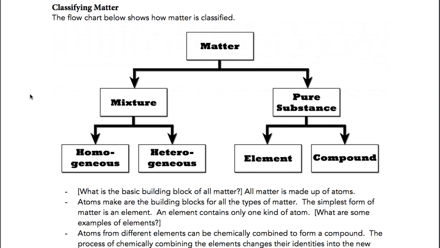Here it's simple how we divide matter into pure substances, which are elements and compounds. Compounds are a combination of elements, like water, which is 2 hydrogens and an oxygen. It's a compound. Salt, NaCl, is a combination of 2 elements. And then mixtures, heterogeneous and homogeneous.